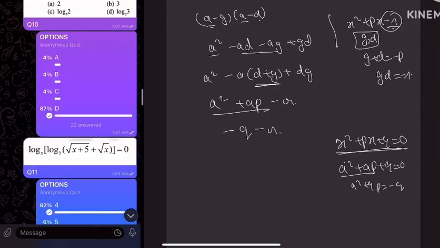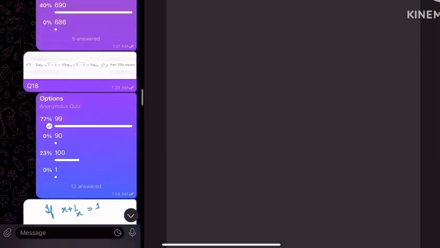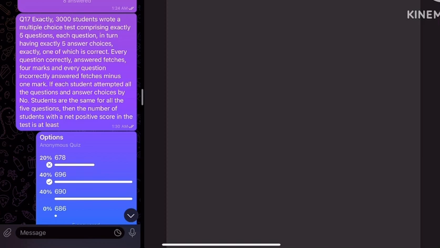So this is done. One question is left, probably the best question of all. So here it is. It is given that exactly 3000 students wrote a multiple choice test comprising exactly 5 questions, each with 5 options. Every correctly answered question fetches 4 marks, and every incorrect one fetches −1 mark. If each student attempted all the questions and no two students got the same score for all 5, then find the number of students with a net positive score. Net positive means correct plus wrong marks allotted should be positive.